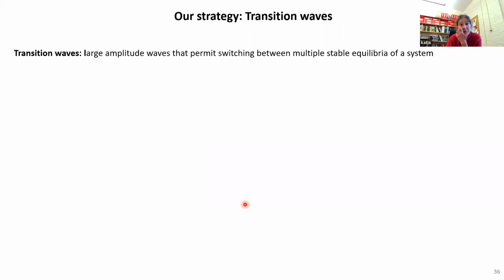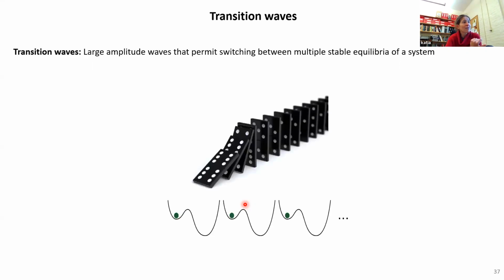Here we take inspiration, and our strategy is based on transition waves. What are transition waves? These are large amplitude waves that travel through a multi-stable system and permit switching from one stable configuration to the other. If you want to visualize those, you can think of a domino effect, right? You have a chain reaction, and when one of the tiles goes down, this triggers the others to go down.